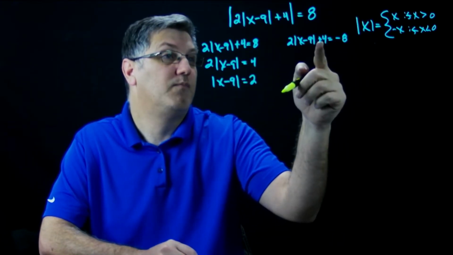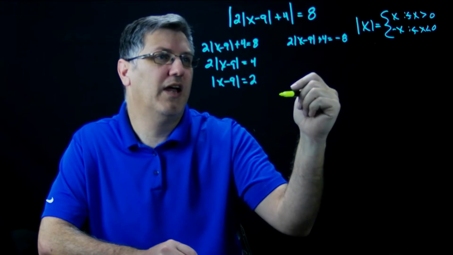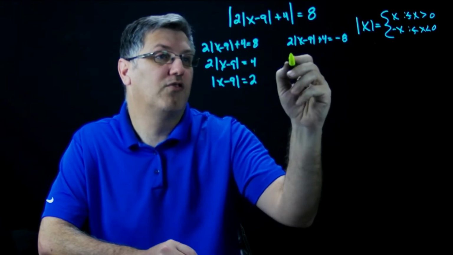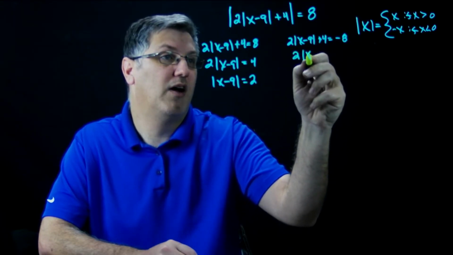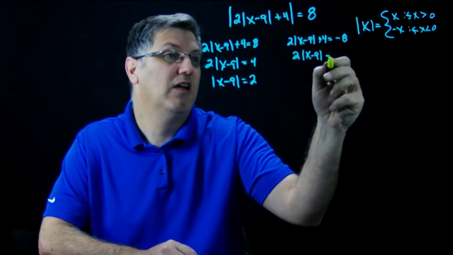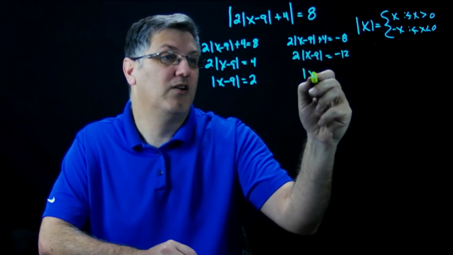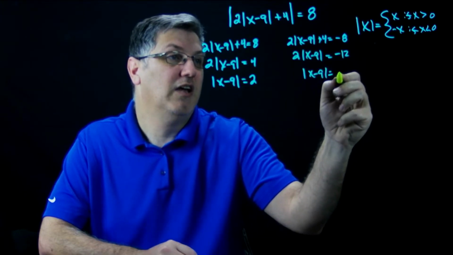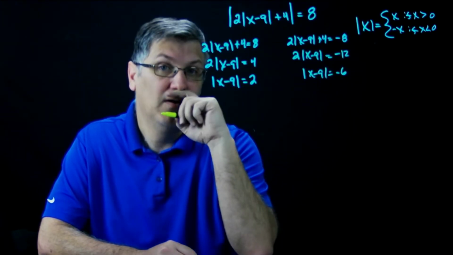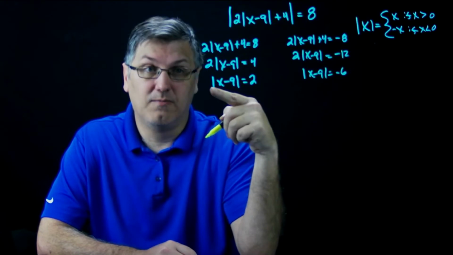So here, I'm going to go ahead and subtract 4 from both sides, and I get 2 times the absolute value of x minus 9 equals negative 12. Divide by 2, and I get the absolute value of x minus 9 equals negative 6. Okay, so let's solve these now.